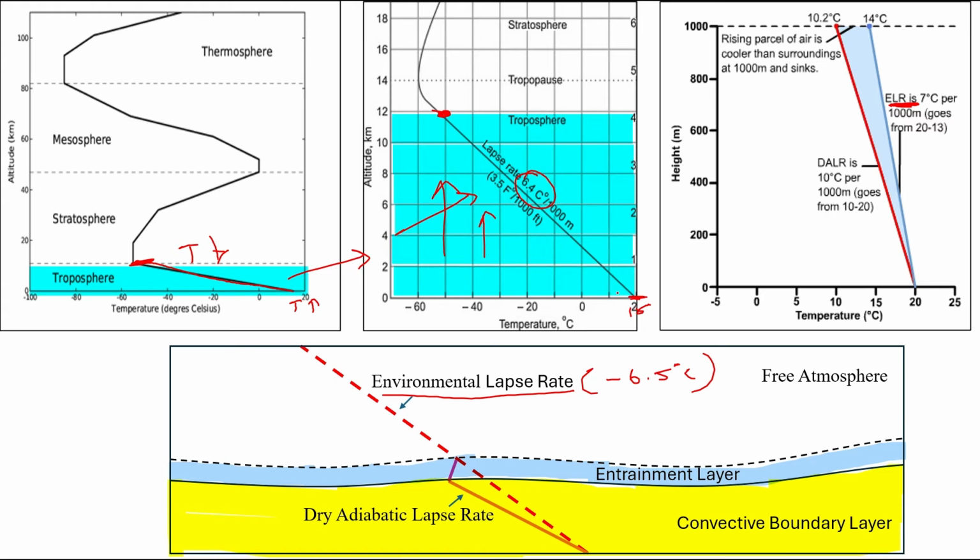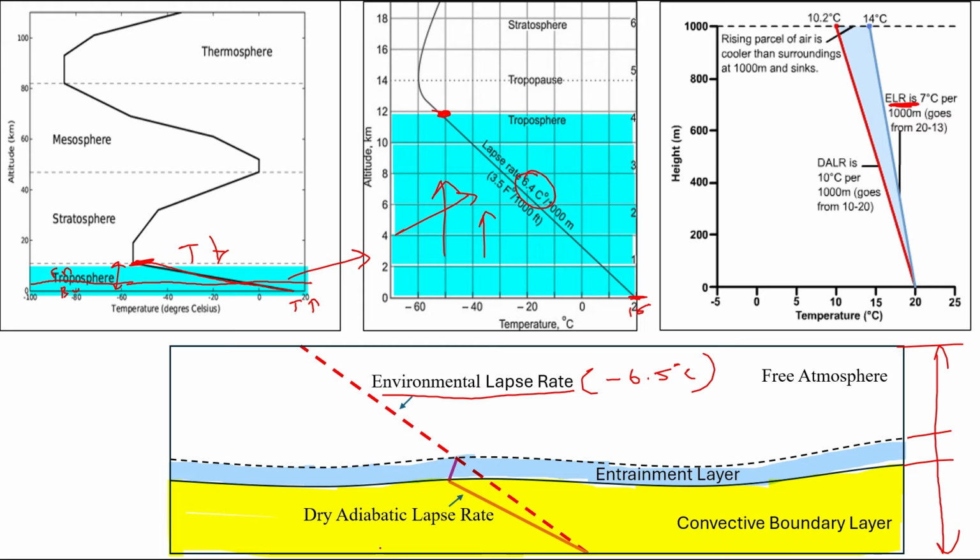But it is not like a plain single cell. Here we have the atmospheric boundary layer, then we have the free atmosphere. Due to this atmospheric boundary layer, the temperature profile varies. You see, this is the troposphere. We have the convective boundary layer at the bottom, then the entrainment layer, and then the free atmosphere. If there were no convective boundary layer and entrainment layer, then this dashed line would be the temperature profile, where the lapse rate is minus 6.5 degrees Celsius.